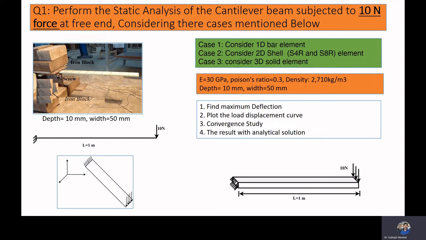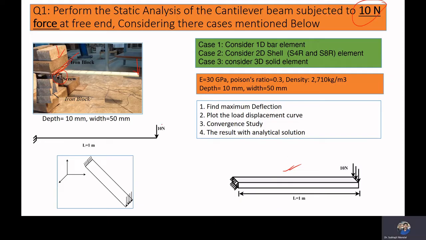Here we are going to analyze a cantilever beam that is subject to a 10 Newton force, and this end is fixed. To achieve the fixity, we basically use screws to tighten it, and thereafter we place some iron block to have proper fixity there. So today we are going to model this beam using 3D solid elements.